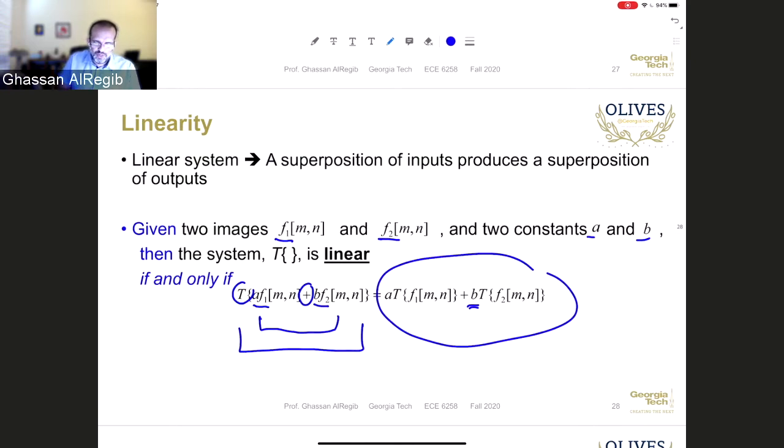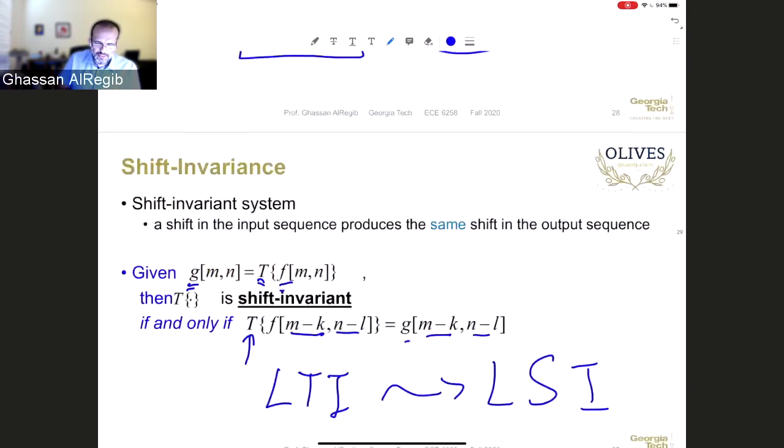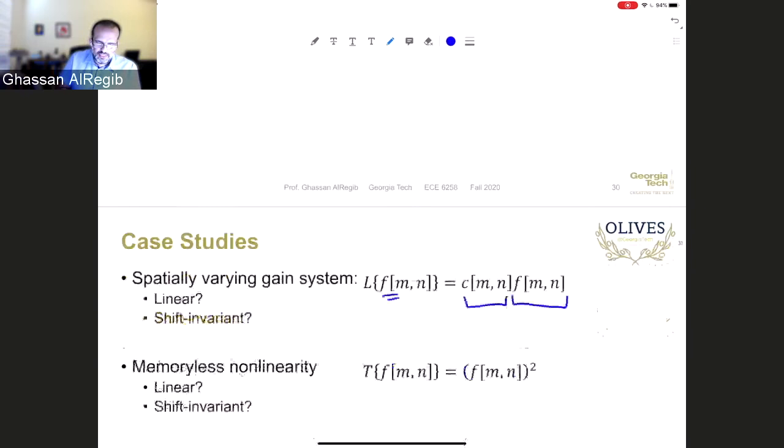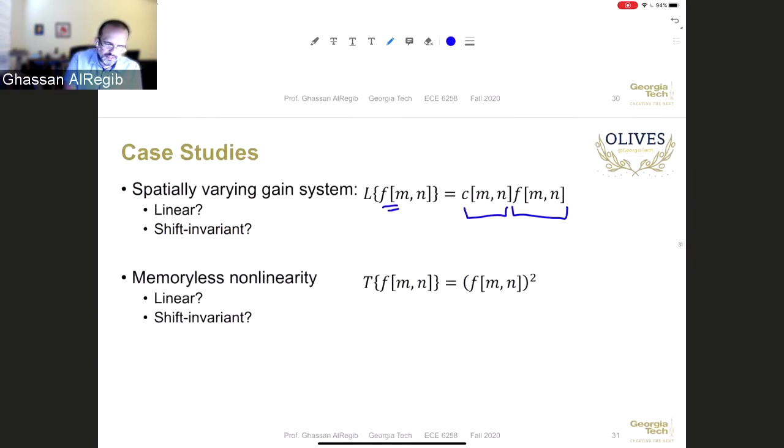So in this case, we have a linear operator, and this system is linear. Yes, there's an answer by Ryan. Yes, exactly. So it is linear in this case. Any question about that?